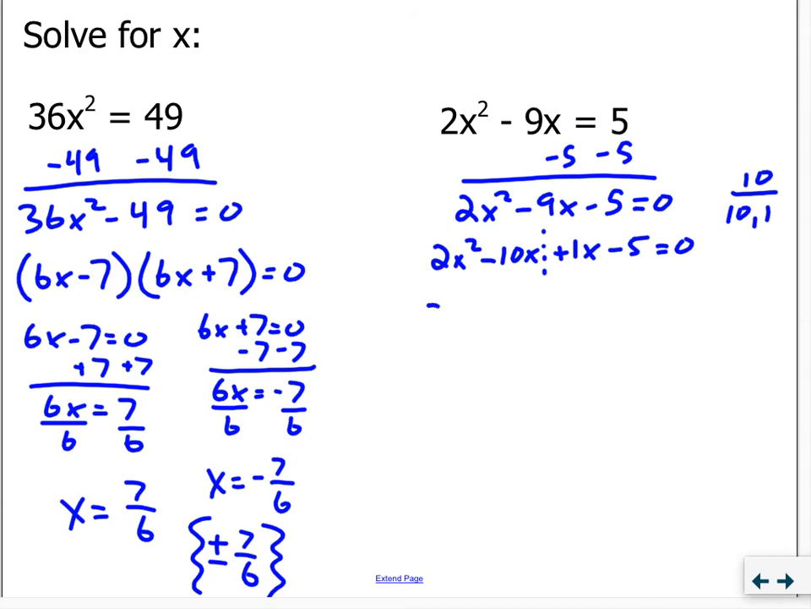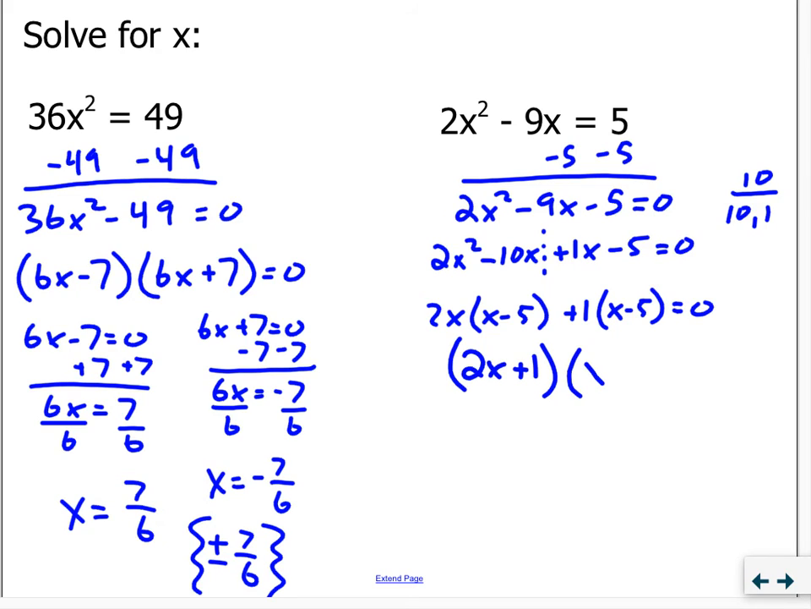We split it. Let's get a 2x times x minus 5, and then a plus 1 times x minus 5. Bring down that equals 0. So the expression that I've just factored is 2x plus 1 times x minus 5. All that factoring is old stuff. So here's the new stuff now. Set them equal to 0. 2x plus 1 equals 0. X minus 5 equals 0.